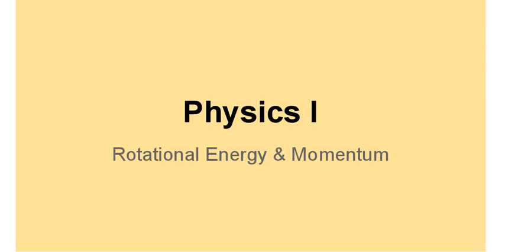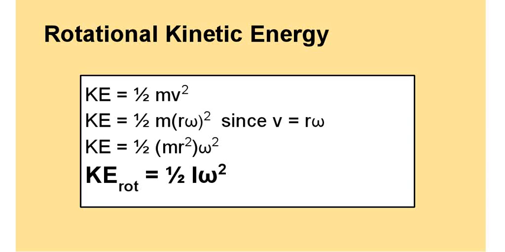Hey, looking at rotational energy and momentum today, finishing up the rotational physics, carrying everything over from the linear physics to the rotational world. First one I want to talk about here is kinetic energy. In the old world, in the linear world, we had kinetic energy 1/2 mv squared. You will remember that v was equal to r omega, so we've replaced that here.